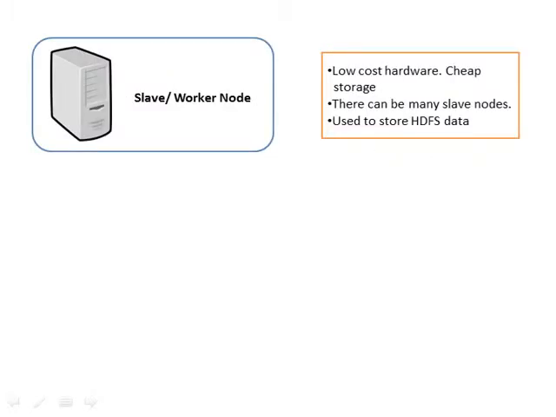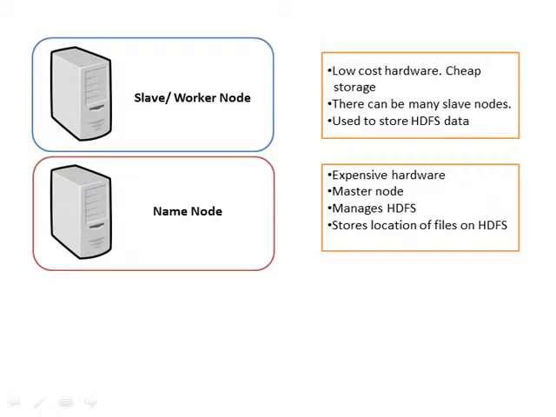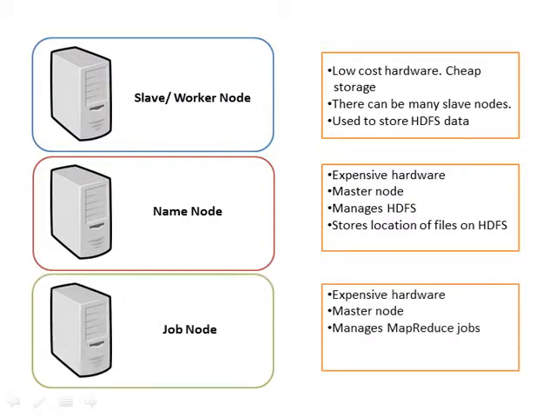Hadoop has many nodes. You have the slave node, also known as the worker node. The slave node has low-cost hardware and cheap storage. There could be many slave nodes, and they are used to store HDFS data. You have the name node. The name node has more expensive hardware than the slave node. It's a master node. It manages HDFS and stores locations of files on HDFS.